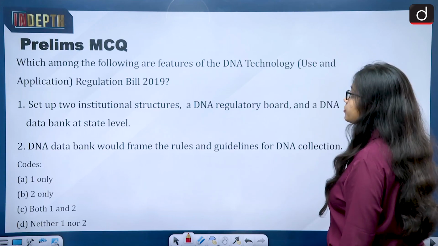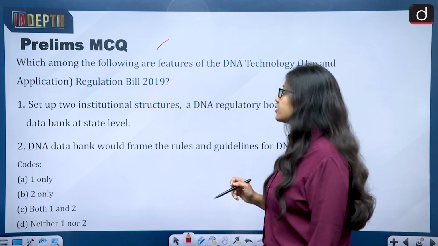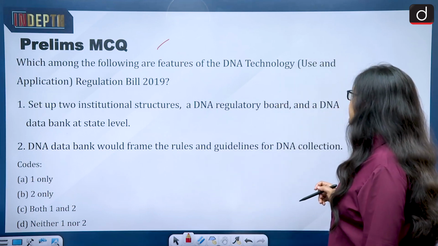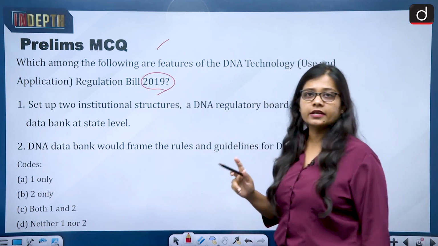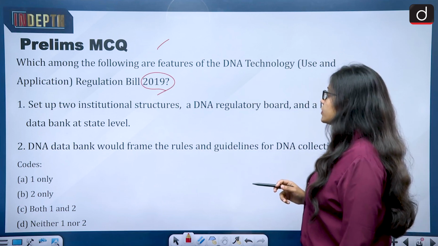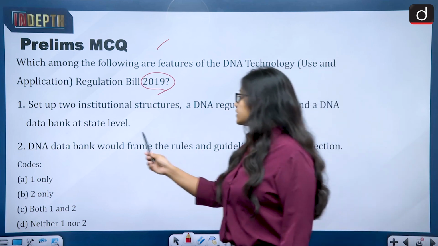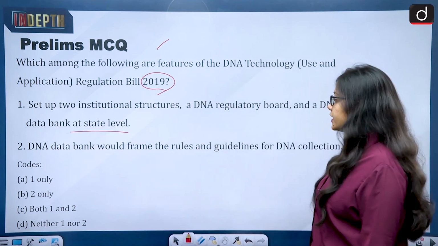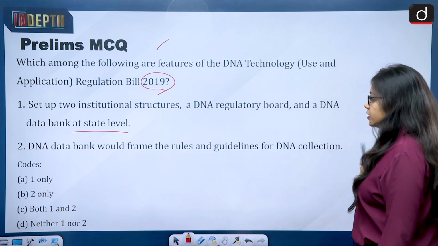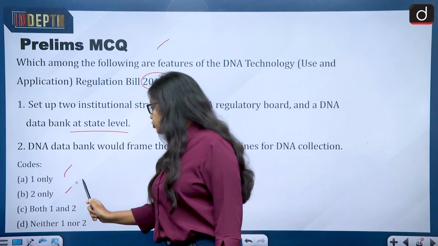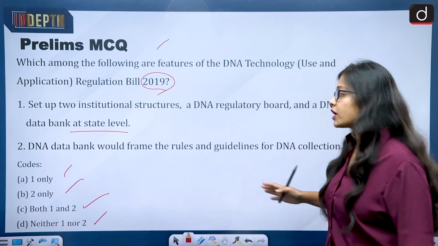Now in the end, it's time for the prelims MCQ, and you need to tell me the answer in the comment section. The question says, which among the following are features of the DNA Technology Use and Application Regulation Bill 2019? First, it set up two institutional structures, a DNA Regulatory Board and a DNA Data Bank at state level. Second, the DNA Data Bank would frame the rules and guidelines for DNA collection. The codes given are 1 only, 2 only, both 1 and 2, neither 1 nor 2. We have discussed both these points. You should be able to answer this one.